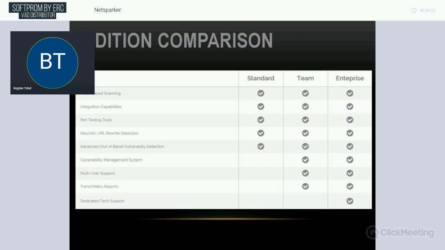If we look at the comparison between the editions, let me tell you a few words on why the Enterprise is the most progressive and interesting solution. The standard desktop edition includes just a few main features. On top of standard, Team also has a vulnerability management system, multi-user support and mass reports. Enterprise can combine all three products. It has its own license for standard, its own license for team, and on top the license for on-premises with dedicated technical support.